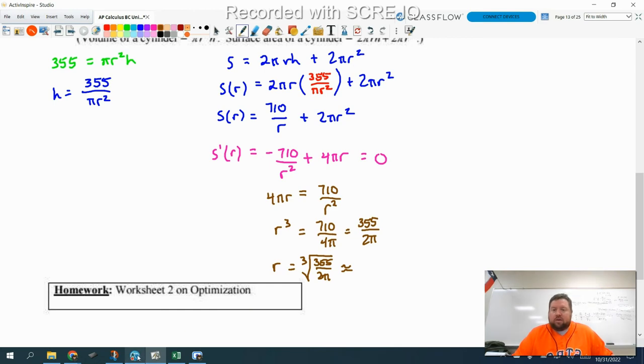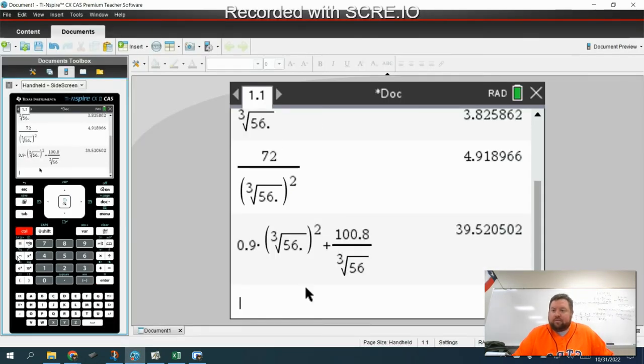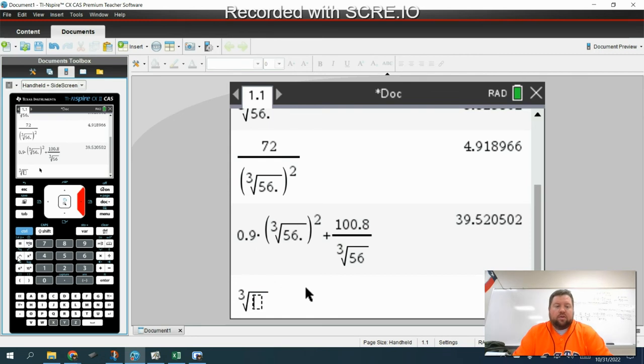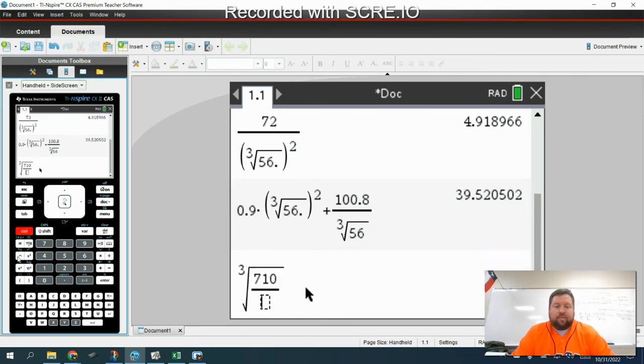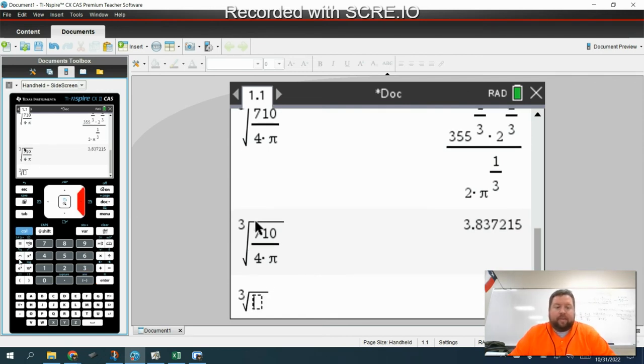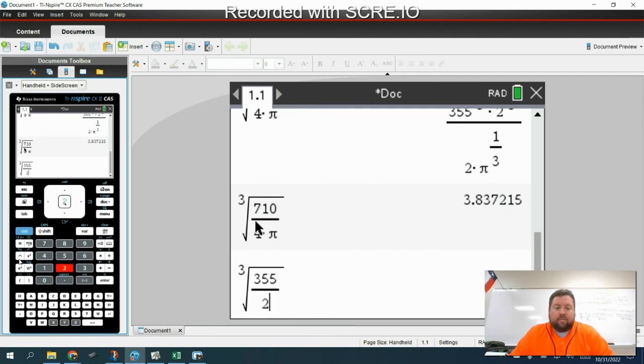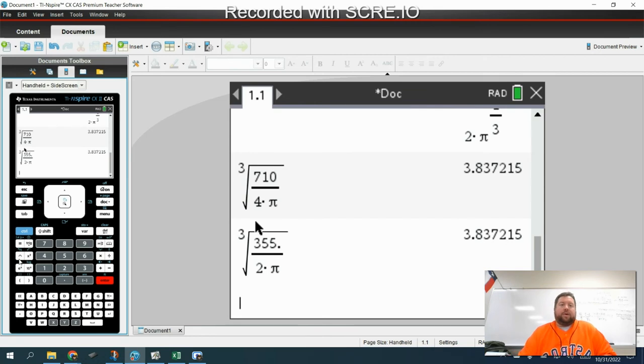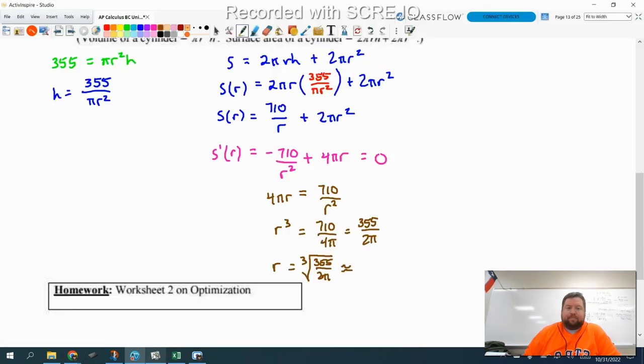use our handy dandy calculator again, 710 divided by 4 pi. 3.827. All right, just want to verify my simplified form is the same thing. There we go. All right, so 3.827. And we are in centimeters.